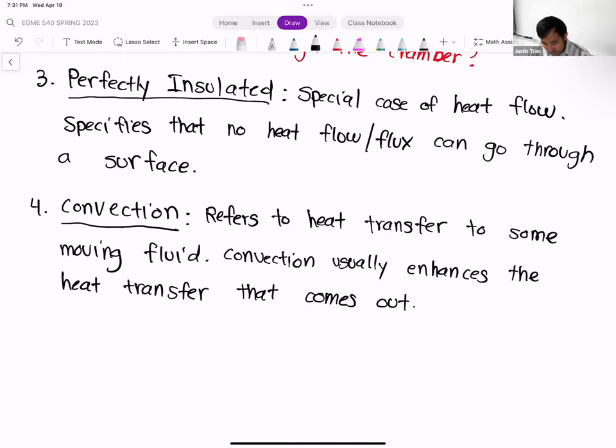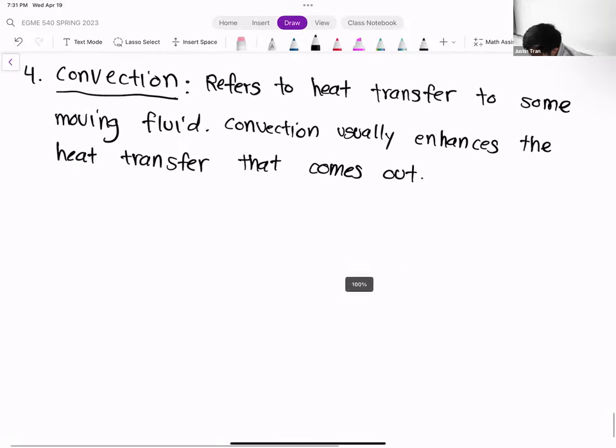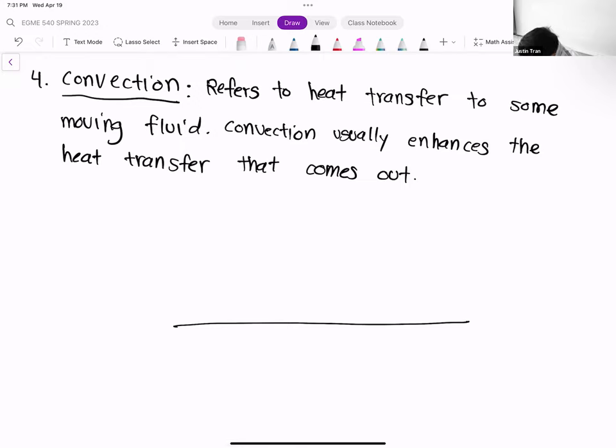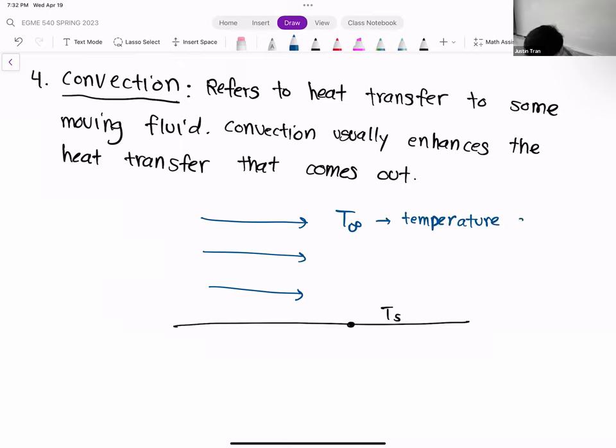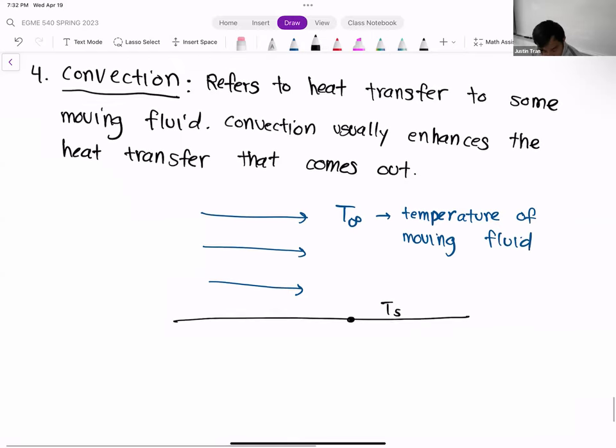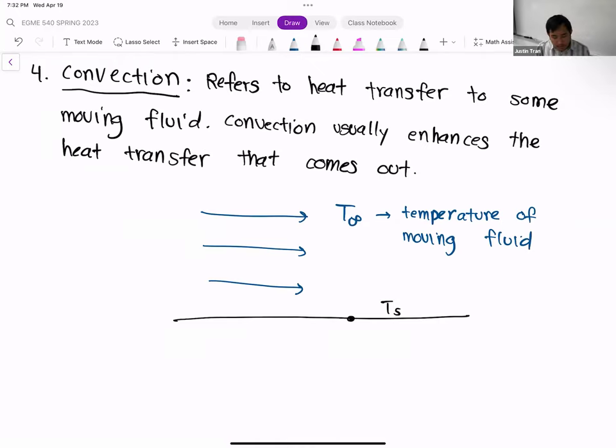Visually, convection is usually visualized by this diagram. If you have some kind of surface at some temperature TS, you have a moving fluid that goes on top of it. T infinity here is the temperature of the fluid. Then the formula that governs convection is known as Newton's law of cooling.